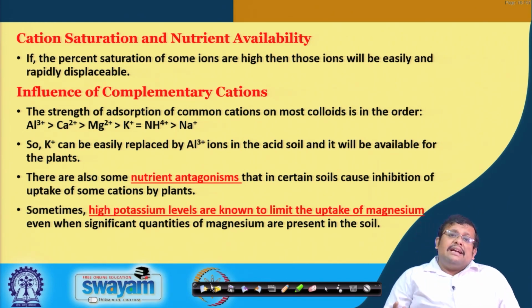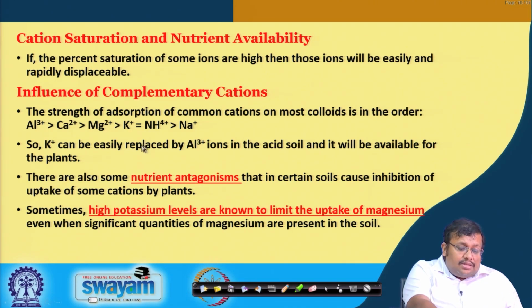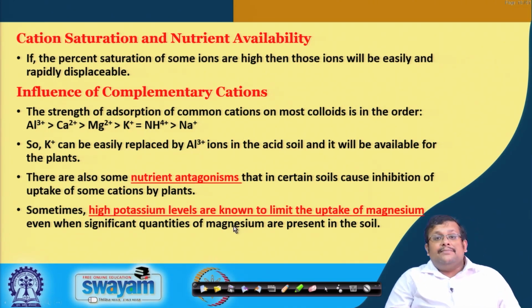So, there is some nutrient antagonism, which is generally originating from this selective affinity or selective strength of adsorption. There are some nutrient antagonisms that in certain soils cause inhibition of uptake of certain nutrients by the plant. For example, when there is a high potassium level, it can limit the uptake of magnesium, even when significant quantities of magnesium are present in the soil.